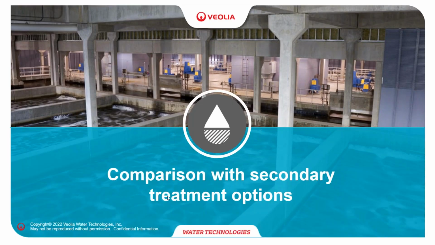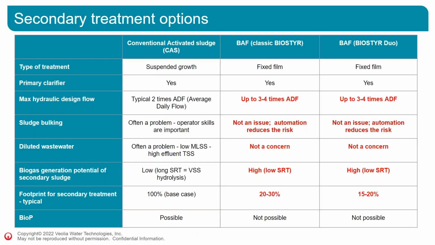So now a comparison with other secondary treatment options. This is a big table. We'll go with the highlights. So we're comparing the conventional activated sludge with Biostyr and Biostyr DUO. In all cases, this is biological treatment requiring primary treatment. One of the big advantages of the Biostyr is it can take a higher hydraulic design flow. With the activated sludge, we talk about 2 times the average daily flow. With a Biostyr, we can go up to 3 to 4 times.